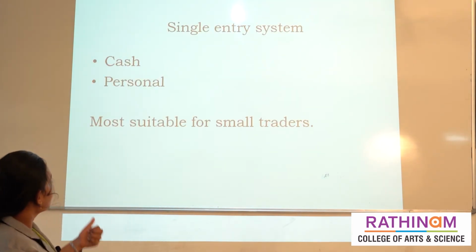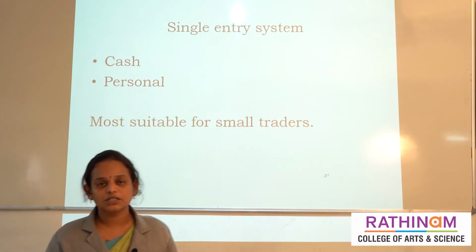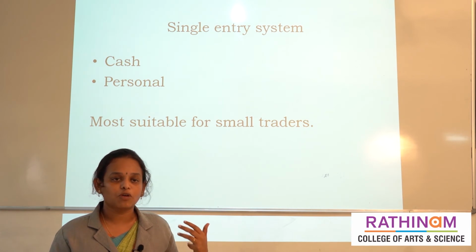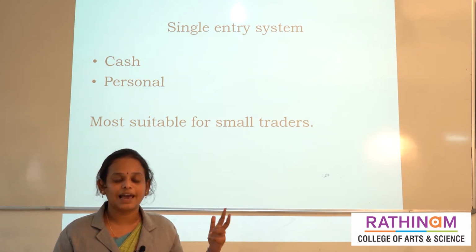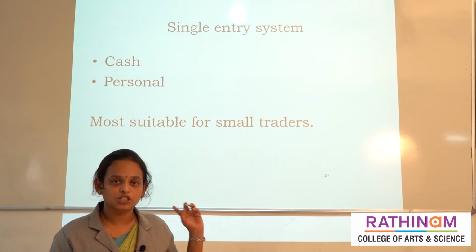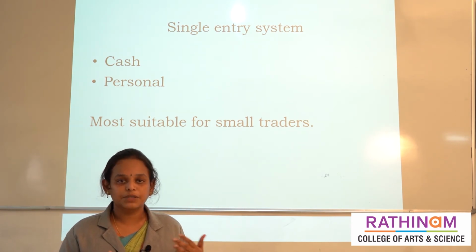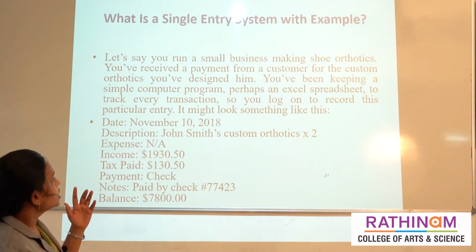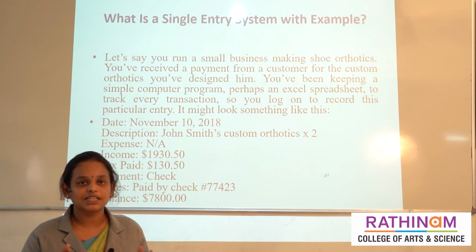In the double entry system we follow personal, real, and nominal accounts. In the single entry system we follow only the ledger account of personal and the cash account. Only these two will be followed, and that's why this is not suitable for large business houses. Let's see an example.